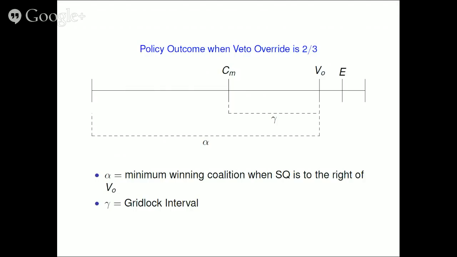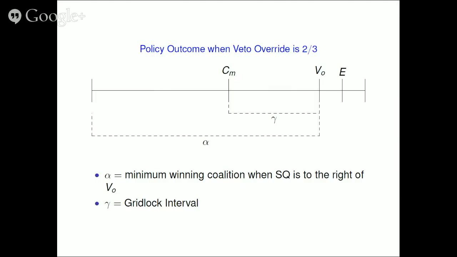And of course, when the veto override pivot is 2/3, the same thing happens, except now the veto override pivot is much farther away. The gridlock interval labeled gamma has expanded. The minimum winning coalition, the fewest number of legislators that you need, is now indicated by alpha, and that includes at least 2/3 of members. Again, it's possible coalition sizes could be larger, but at a minimum, they need to be this large to pass a bill.